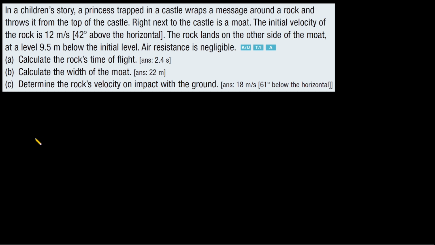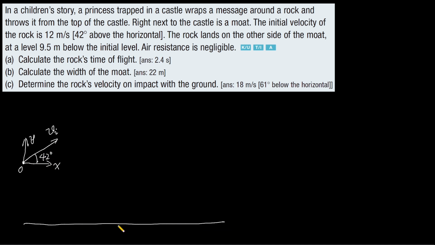We set the 0 point at the starting point of the rock. So this is the 0 point. This is also the starting point of the rock. And this direction is positive y direction. This direction is positive x direction. And this is the initial velocity. And this angle is 42 degrees. And here is the landing level.